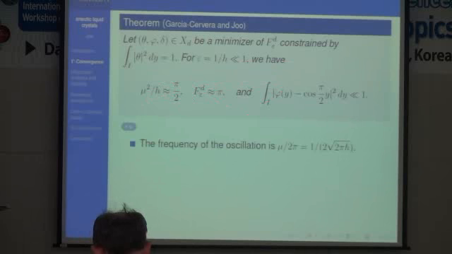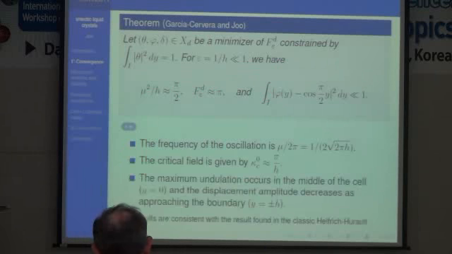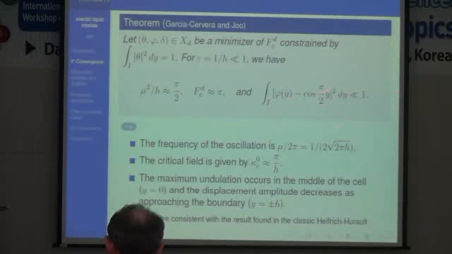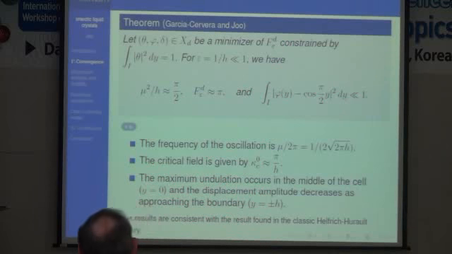And what we have is this frequency of the oscillation. We can have the critical field, and we can see that phi is approximated by the cosine function vertically. That means we have the maximum undulation in the middle of the cell, and it is 0 at the top and the bottom. The undulation amplitude decreases as it approaches the top and bottom of the cell. That's exactly the same result found in the classic Helfrich-Hurault theory. That's what we already expected, because we are fixing the layers on the top and bottom.